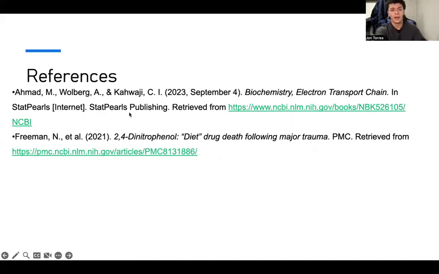And finally, references. This first one just talks about rotenone and the rather cyanide and carbon monoxide and kind of how all of these things affect the electron transport chain. And this other one just talks about DNP and some of the deaths associated with it and kind of the mechanism for that.